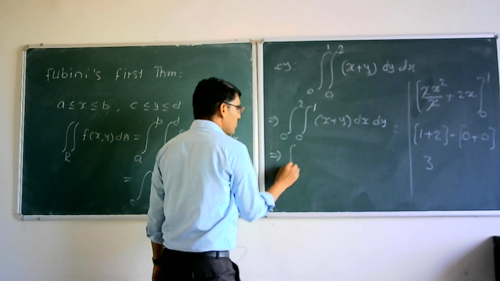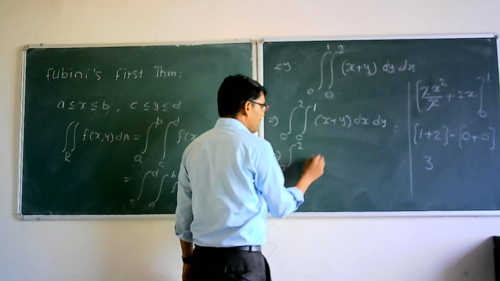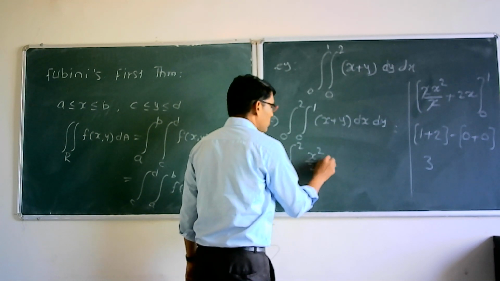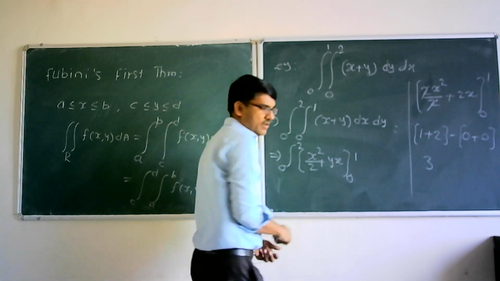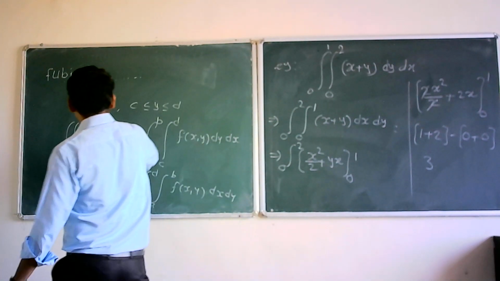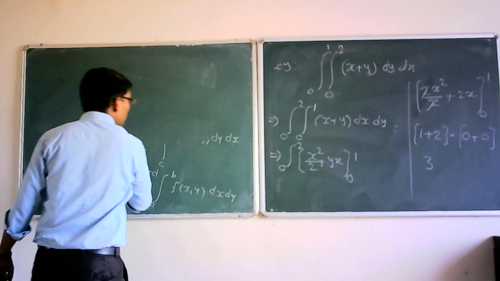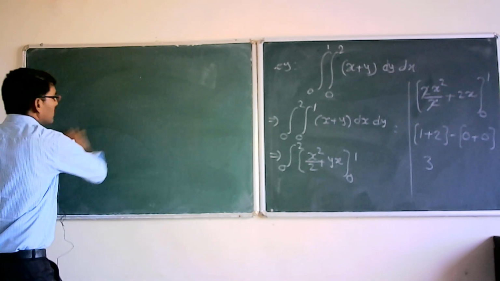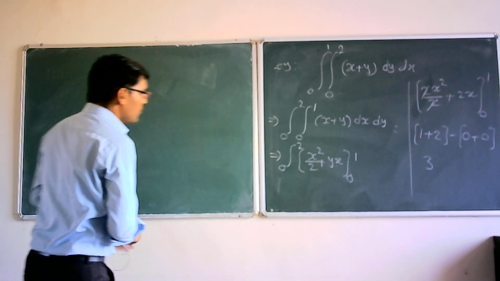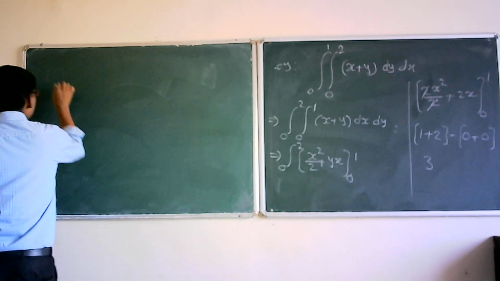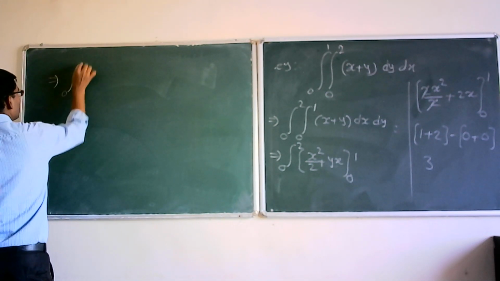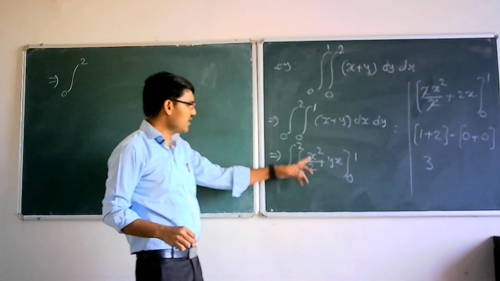Now first we want to integrate with respect to x. So it is x square by 2 plus yx, and the limit is from 0 to 1. Now if we put the upper limit 1 and lower limit 0, it is equal to 0 to 2. Upper limit is 1, so 1 by 2.